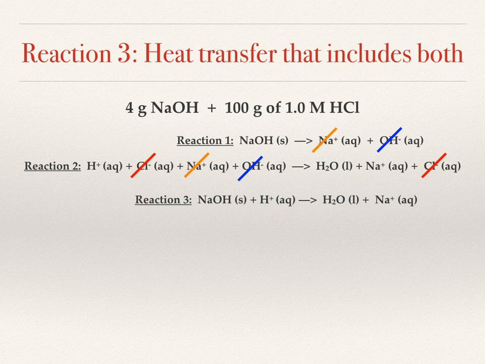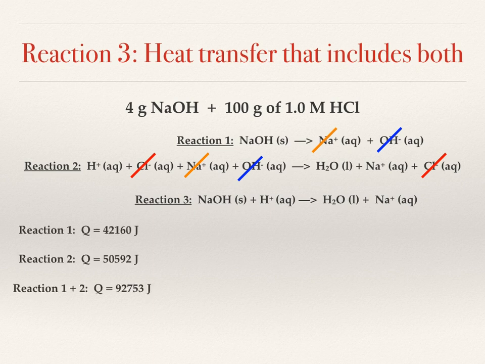Now, if we add up what's left over from reaction 1 and reaction 2, they equal what we have in terms of reaction 3. Just to recap in terms of the heats of reactions, the heat from reaction 1 was around 42,000 joules. Reaction 2 was around 50,600 joules or so. Add those together, we get around 92,753 joules of heat energy.